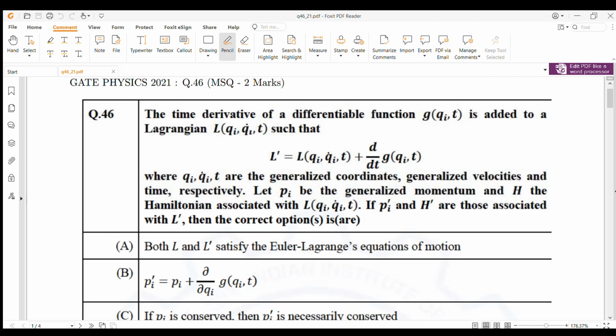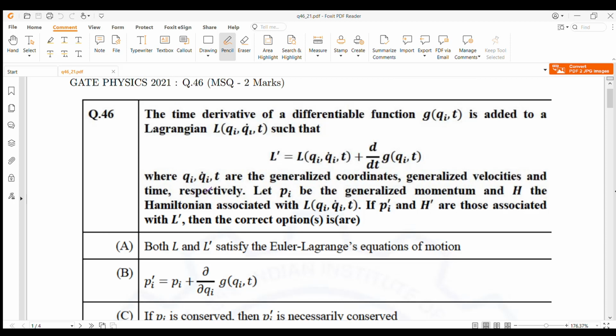In this video, I shall discuss the solution of question number 46 of GATE Physics 2021. This is a multiple select question. The time derivative of a differentiable function g is added to a Lagrangian L such that L prime is equal to L plus d/dt of g, where g is a function of generalized coordinate and time.